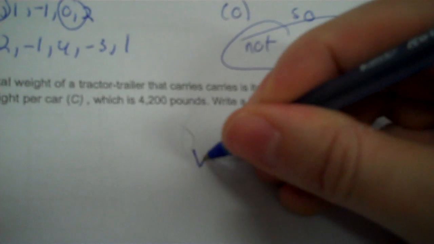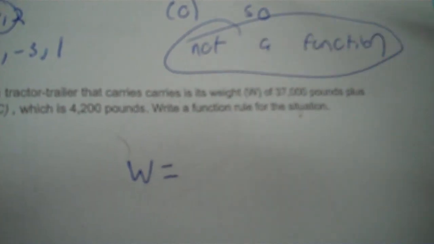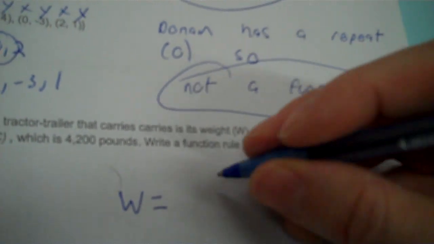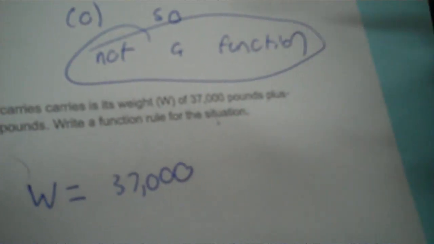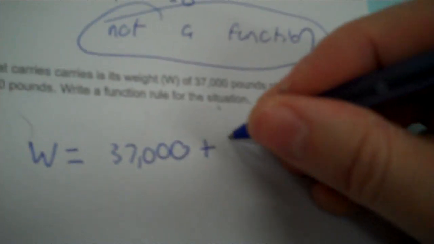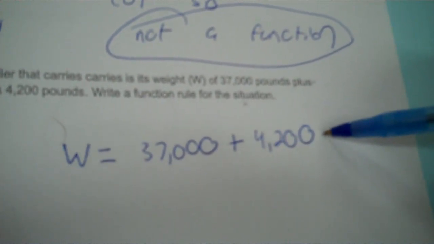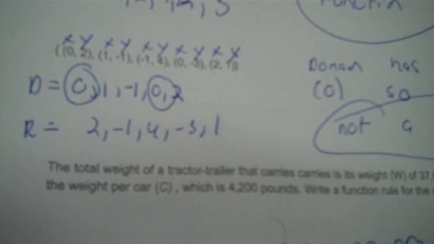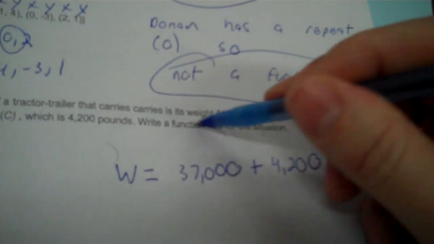So the weight is my independent variable, or my dependent variable. My dependent goes all by itself. So we start at 37,000, and then it says plus, so it'd be plus the weight per car. Well, a car is 4,200 pounds, but I have to put the independent variable after it. That has to be multiplied by my independent variable, which is C, because it's every car I put on there.